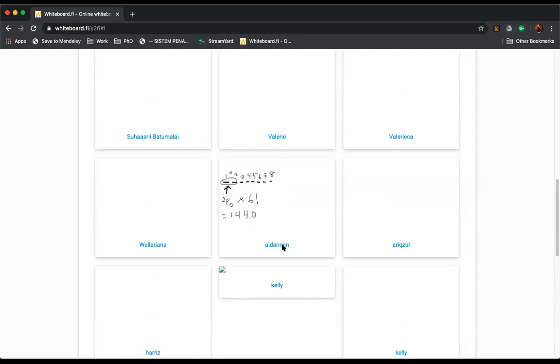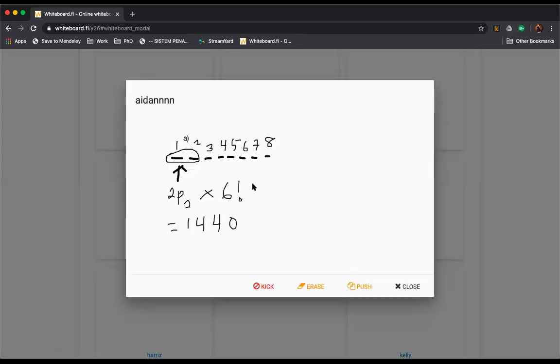Okay, I'm going to start with Aidan's one. So Aidan wrote here 2p2 and then times 6 factorial. This 6 factorial is correct. Okay, because once you put the 2 men here, then we don't care, the rest of it is men or women. So there are only 6 people left. So 6 factorial is correct.